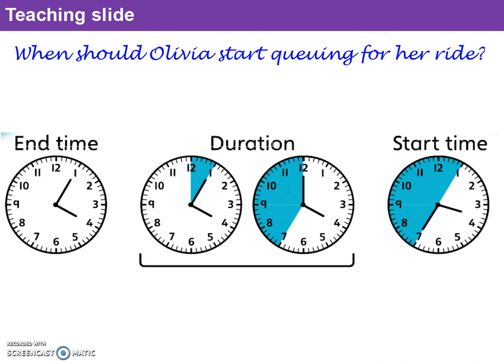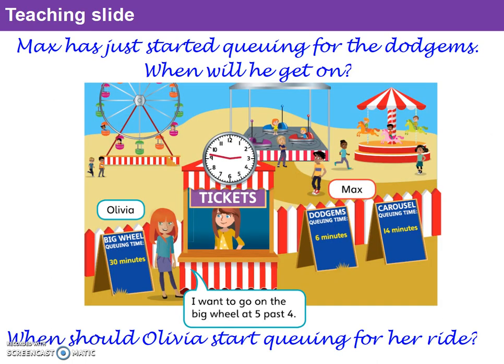So on this one, our end time is the time she wants to be on the ride. We've subtracted the amount of time that she would actually be queuing for the big wheel, the duration of that queuing time, in order to give us that start time. So be noticing the difference between these two methods that we've been looking at. For question 1A, Max has just started queuing for the Dodgems. When will he get on? Well, we know he's there now, and we're asking when it will be that he's going to be sat on that ride. So we're counting on.